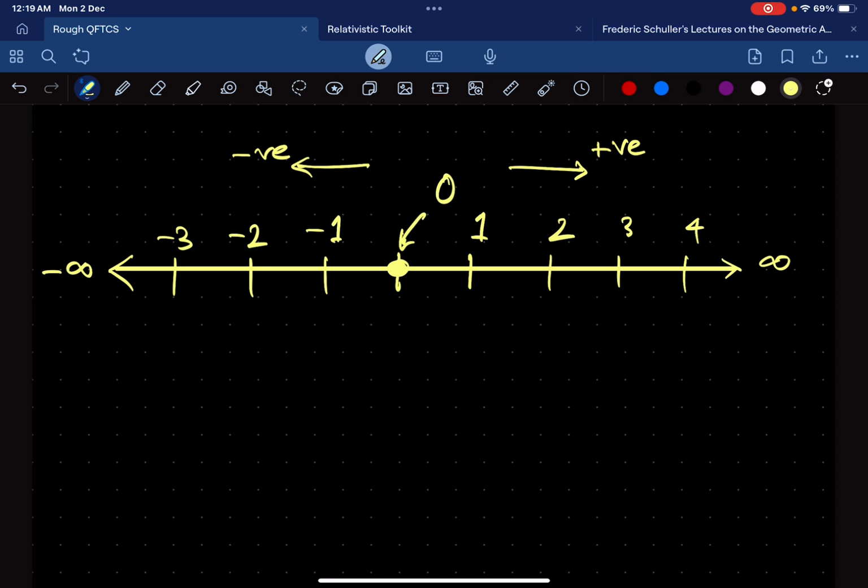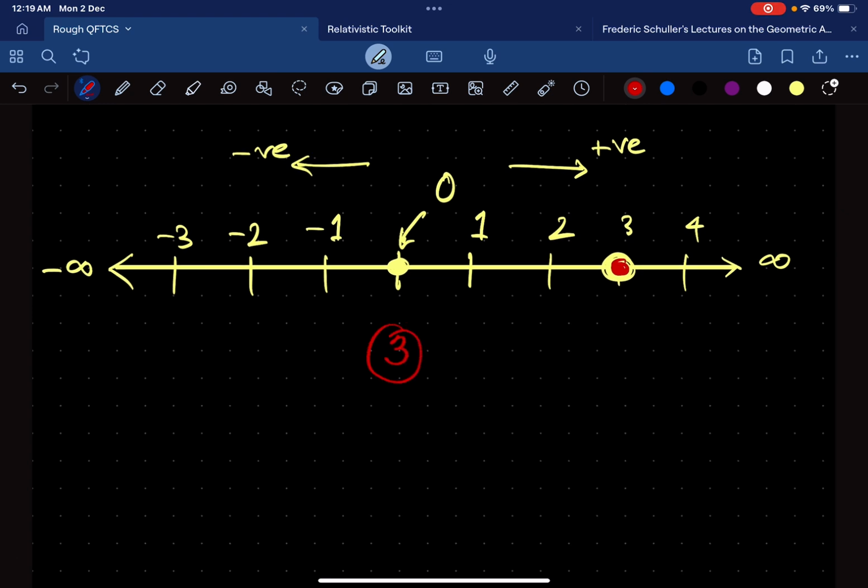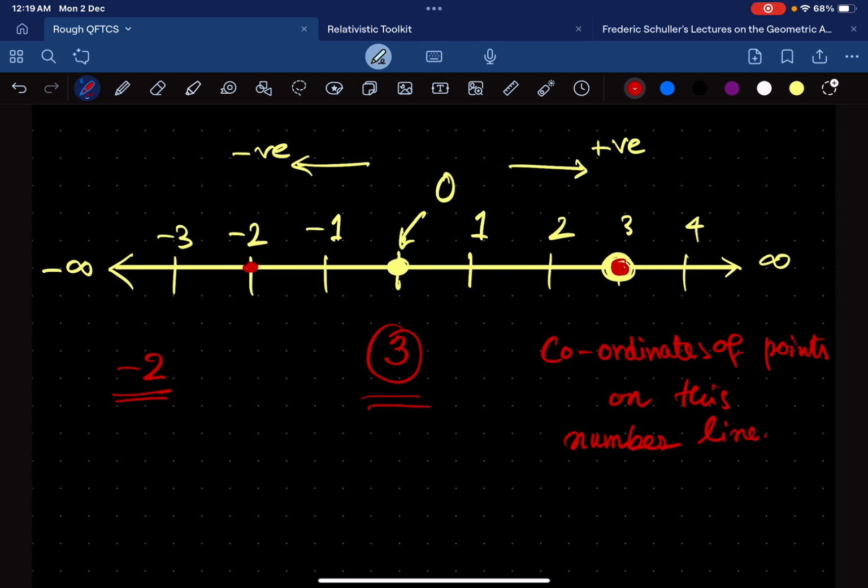Suppose I want to mention this point. Let me choose a different color. Then I will say that this is the point at 3. And I want to choose this other point. I will say that this is the point -2. So this number 3 and this number -2 are nothing but the coordinates of the points on this number line. So we can guess where the point is by looking at its coordinate on a number line. We will soon see that even on a plane or in 3D space we can define coordinates to locate points.